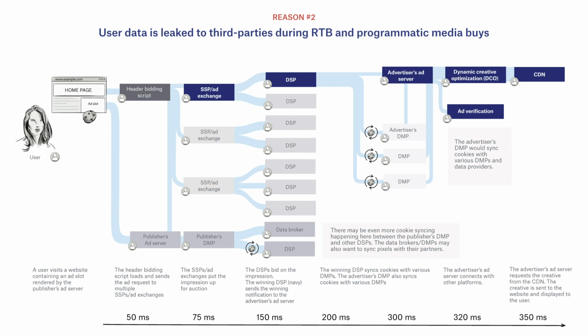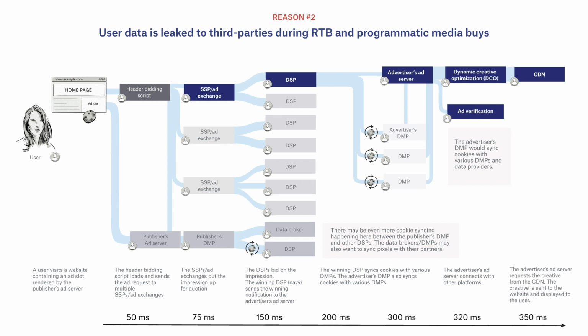As we can see in the diagram, once an ad request is sent from the browser, there may be a header bidding script that passes the ad request to several SSPs and ad exchanges, which then send the bid request to multiple demand-side platforms. Then, when a DSP wins the auction, other platforms such as the advertiser's ad server or ad verification vendor would collect data about the user as well. There would likely be other data sharing processes happening during this transaction, such as cookie syncing between DSPs and DMPs.